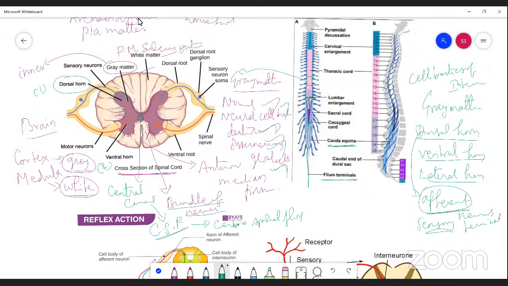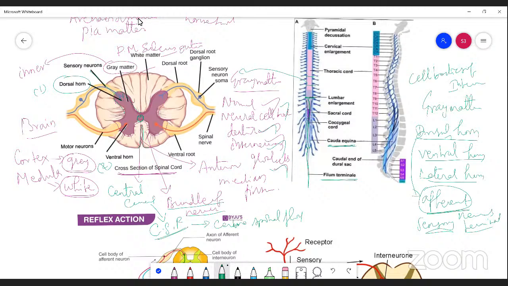These afferent neurons terminate in the dorsal horn. That means here, this is a dorsal horn. This is the afferent neuron, that is, the sensory neuron. The sensory neuron terminates in the gray matter, that is, the dorsal horn. Do you understand?